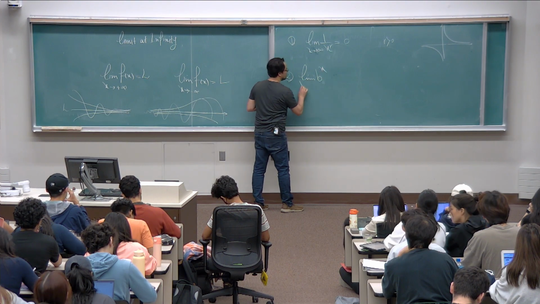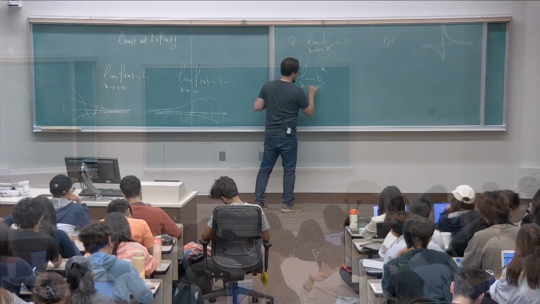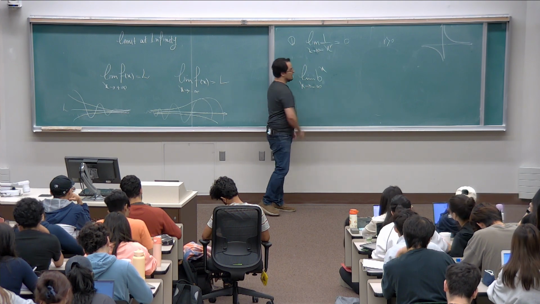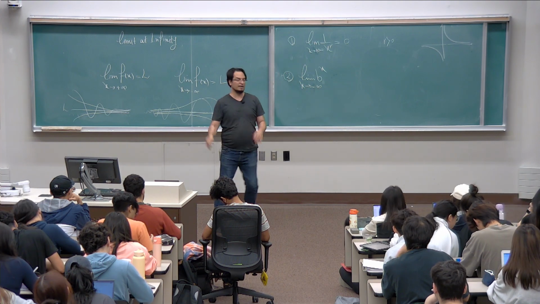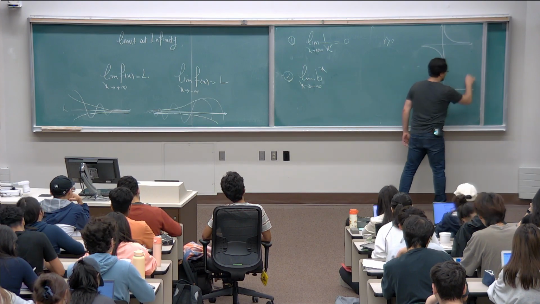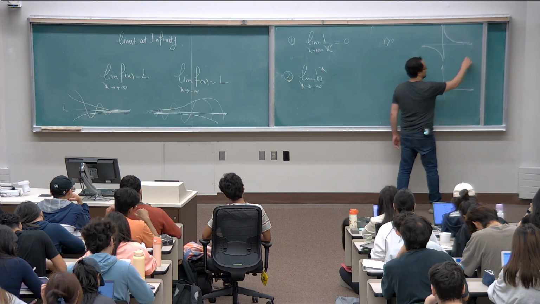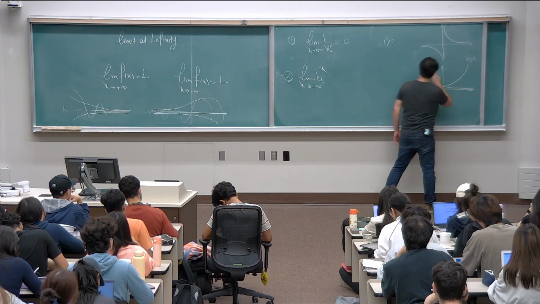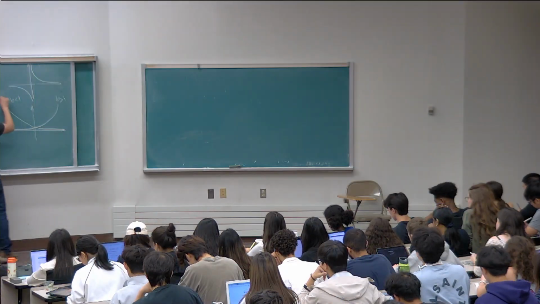limit of b to the power x. We know that b to the power x, remember the graphs of b to the power x? It is either going this way if b is bigger than 1, or it is going this way if b is less than 1, obviously bigger than 0.